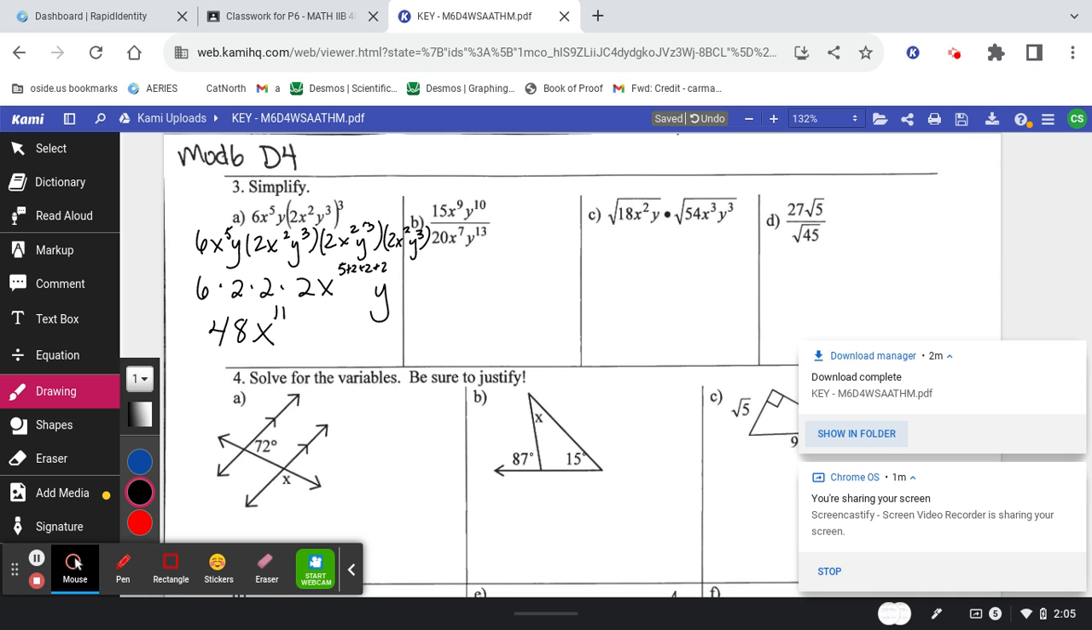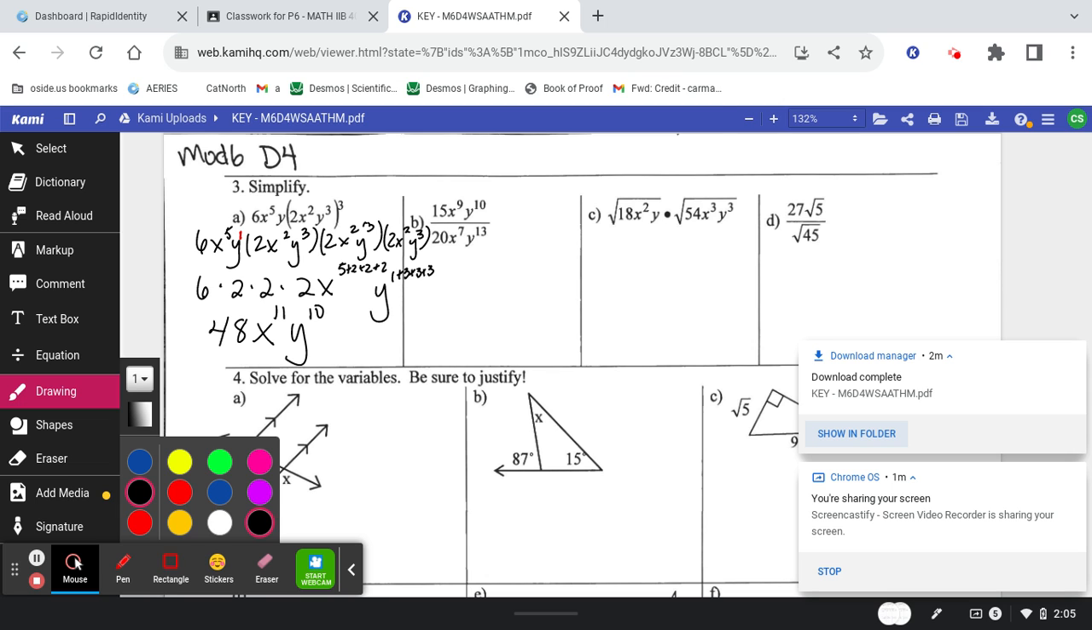And then finally, the y's are going to do the same thing. Over here, there's a little bit of a trick. This has an invisible 1. Don't forget about that invisible 1. So 1, 2, 3, 4, 5, 6, 7, 8, 9, 10. I'm getting y to the 10th. And that's 1 plus 3 plus 3 plus 3.